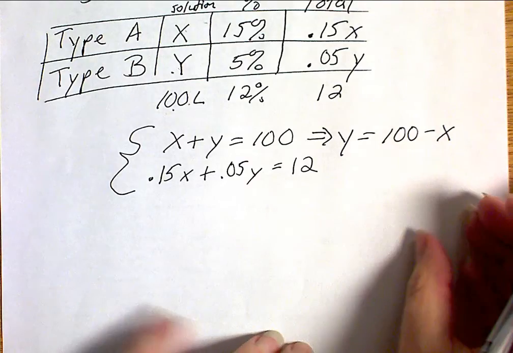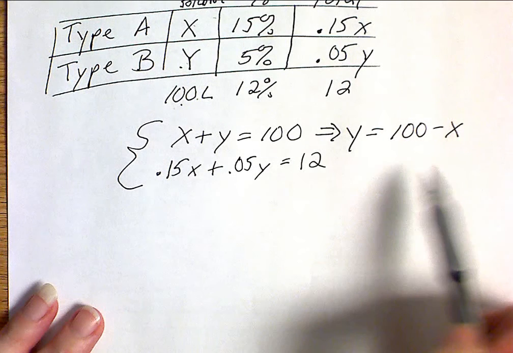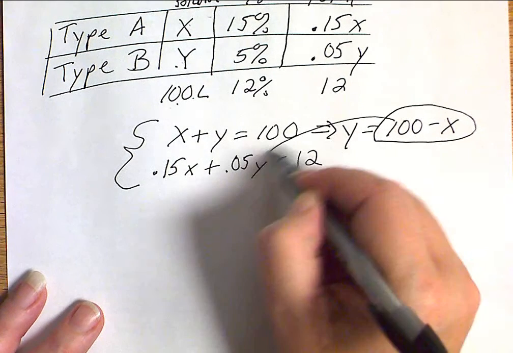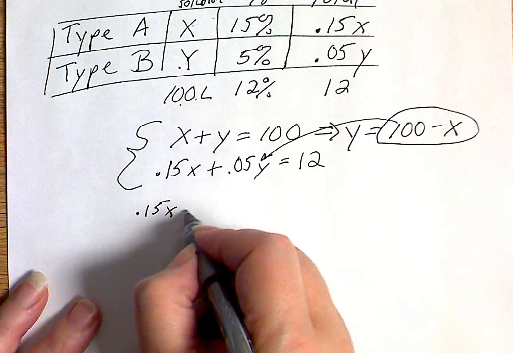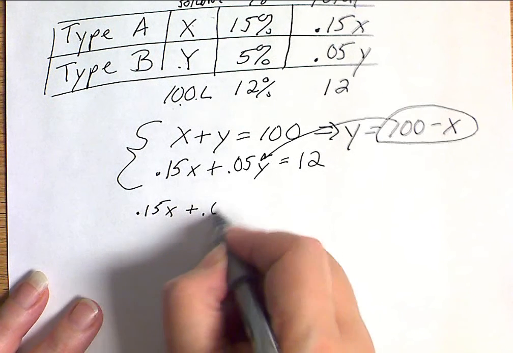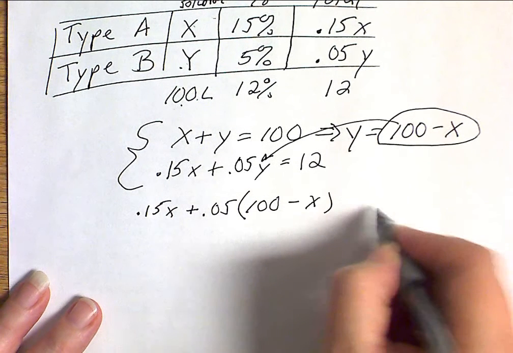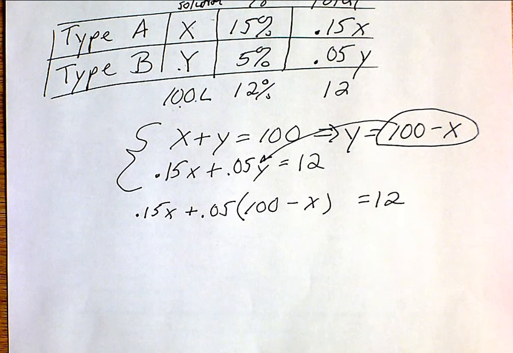However, when you are solving your homework, you can do it any way you want. So if linear combination is the easiest, I would definitely recommend that for you. But in my notes today, I'm just going to do substitution. So this one is going to go in for the y value there. So I have 0.15x plus my 0.05 times 100 minus x is equal to 12. And I'm going to stop there, make sure all of you know what I did. And if you have questions, let me know.